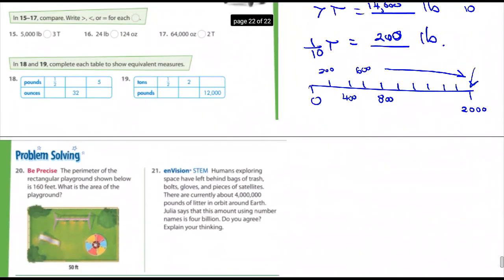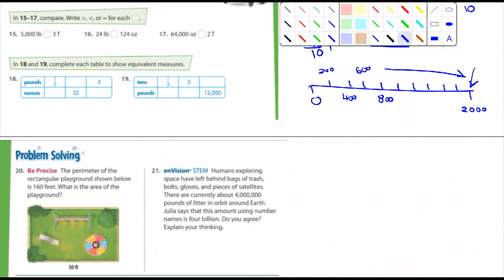All right. Complete each table. We already talked about this. A half a pound is how many ounces? 8. Okay. And how many ounces are in 1 pound? 16. So what's 16 plus 16? 32. So this would be 2 pounds. You guys can figure those out and finish solving the rest of those.